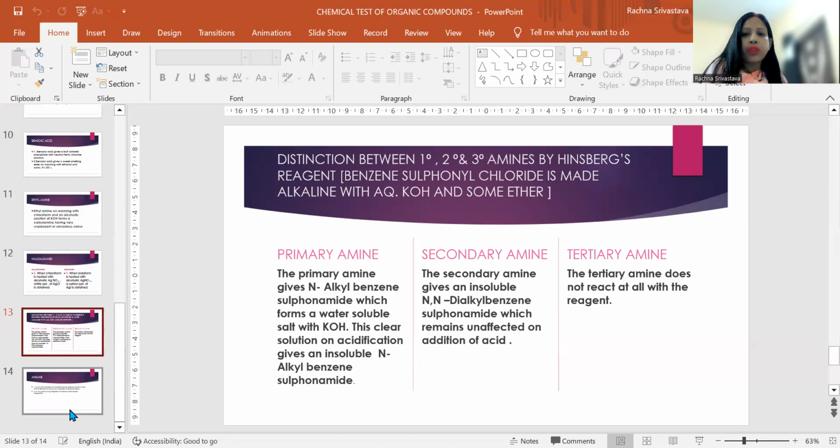Then distinction between primary, secondary and tertiary amines by Hinsberg's reagent. This reagent is benzene sulfonyl chloride, which is made alkaline with aqueous KOH and some ether. So here also it's primary, secondary and tertiary. Your primary amine gives N-alkyl benzene sulfonamide, which forms a water-soluble salt with KOH. This clear solution on acidification, you can use HCl, gives an insoluble N-alkyl benzene sulfonamide. A secondary amine gives an insoluble N,N-dialkyl benzene sulfonamide, which remains unaffected on addition of acid. Your tertiary amine does not react at all with the reagent.